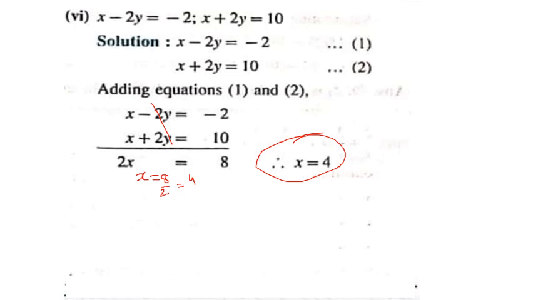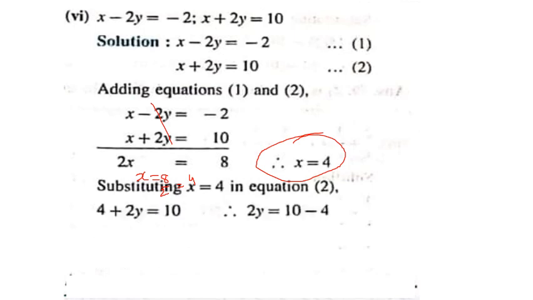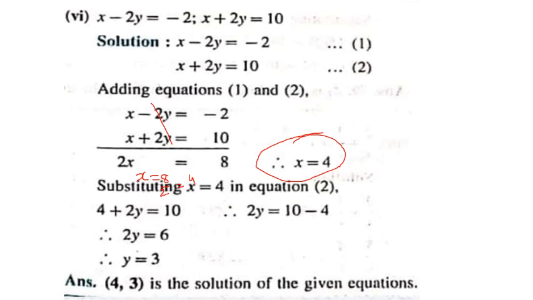Now we got the value of x. Let us substitute and find the value of y. Substituting x is equal to 4 in equation 2. So 4 plus 2y is equal to 10. So 2y, variables on one side, all the numbers onto the other side. So 2y is equal to 10 minus 4. So therefore 2y is equal to 6 and y is equal to 3. So now 4 comma 3 is the solution of the given equation.